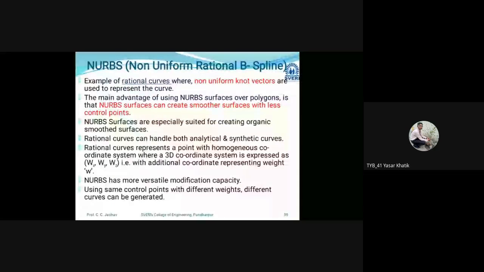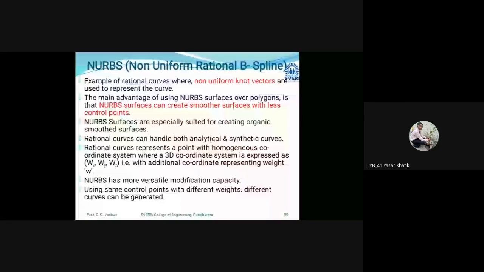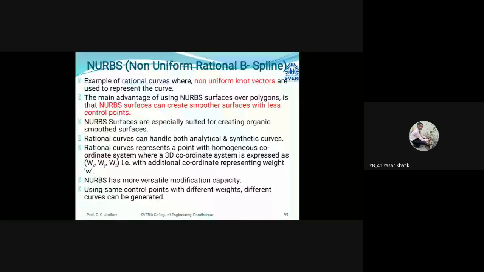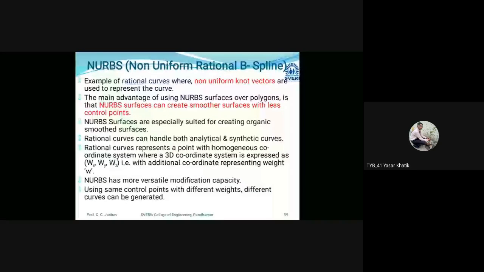Okay, in this NURBS curve, there are some advantages, like it has more versatile modification capacity as compared to the previous one. It can exactly represent the circle, ellipse, parabola, hyperbola. NURBS curve exactly shows the shape of the circle, ellipse, parabola as compared to the previous curve.